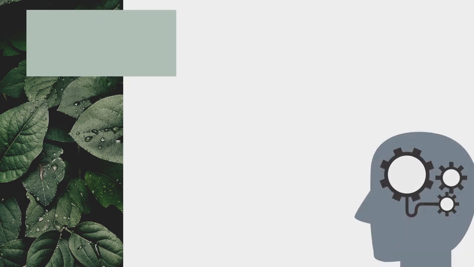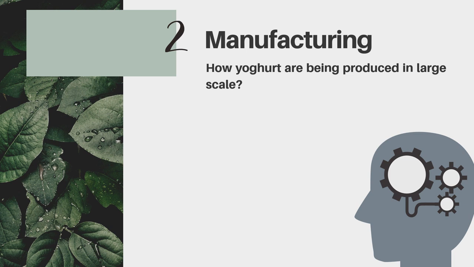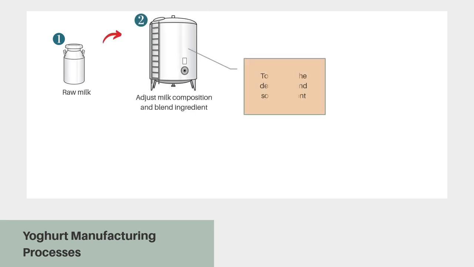Next, we will continue to the manufacturing of yogurt. So, how is yogurt actually produced on a large scale? Basically, there are several processes involved in yogurt manufacturing, such as standardizing the milk, pasteurization, homogenization, cooling, fermentation, filling, and packaging. Basically, yogurt is produced from raw milk. Then, the milk will be standardized, where the milk composition may be adjusted to achieve the desired fat and solids content. Ingredients such as stabilizers are added at this time.